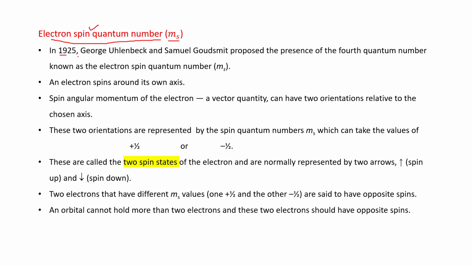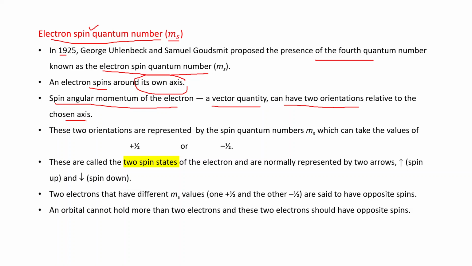In 1925, George Uhlenbeck and Samuel Goudsmit proposed the presence of a 4th quantum number known as the electron spin quantum number. As we know, an electron spins around its own axis. Spin angular momentum of the electron is a vector quantity, and this spin angular momentum of the electron can have 2 orientations relative to the chosen axis. That means the motion of this spin may be clockwise or anti-clockwise.